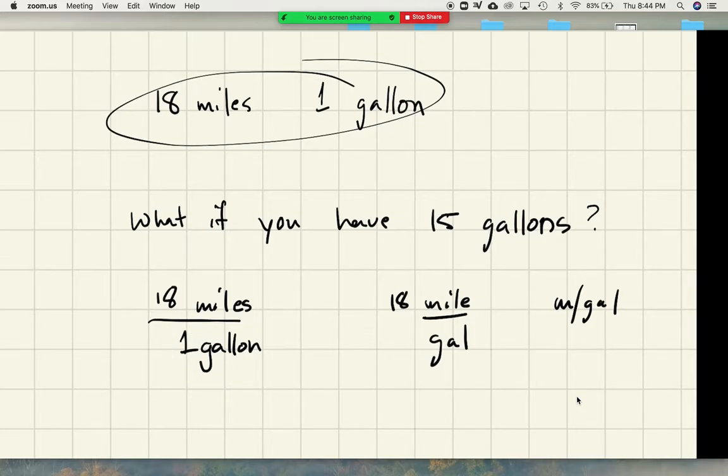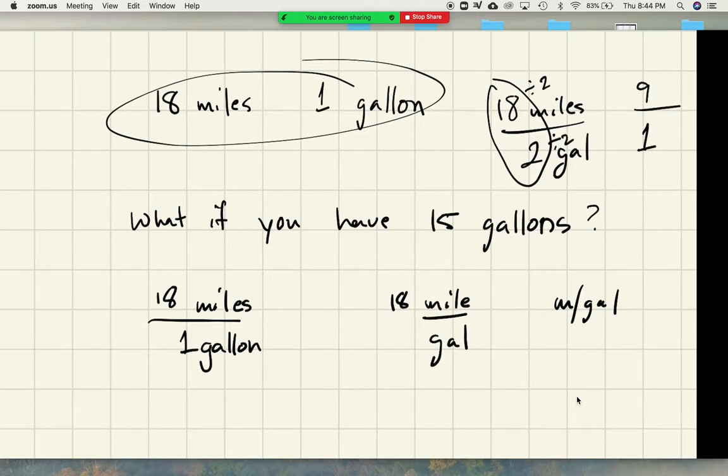If you had like 18 miles per 2 gallons, this wouldn't be a unit rate. You would have to simplify this. You either just divide in the calculator, or reduce. You could divide by 2, divide by 2. That would be 9, until you have a 1 in the bottom. So 18 miles for every 2 gallons, the unit rate would be 9 miles per gallon.